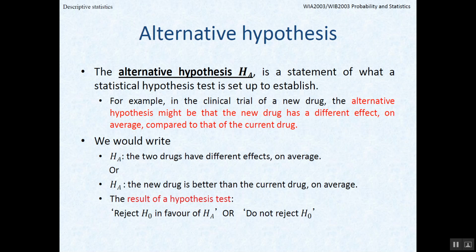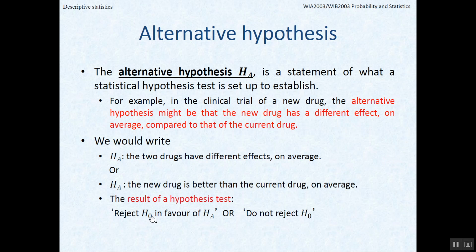For example, if you're doing a study on how involvement in social media affects students' academic performance, what is your alternative hypothesis? Maybe you really want to prove that there is a relationship between the time spent on social media and how they perform academically. So you'll be the happiest person if you could reject the null hypothesis, which says that there is no effect. Correct? So the alternative is usually the one you want to try to prove. In this case, we would write the alternative hypothesis: the two drugs have different effects on average, or the new drug is better than the current drug on average.